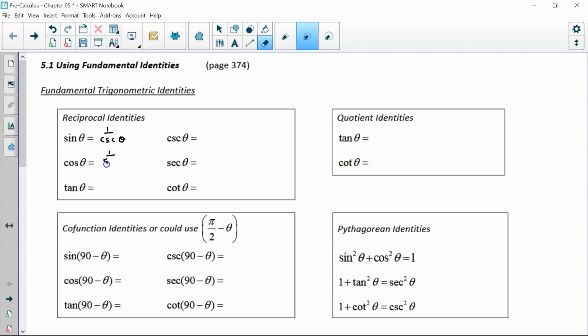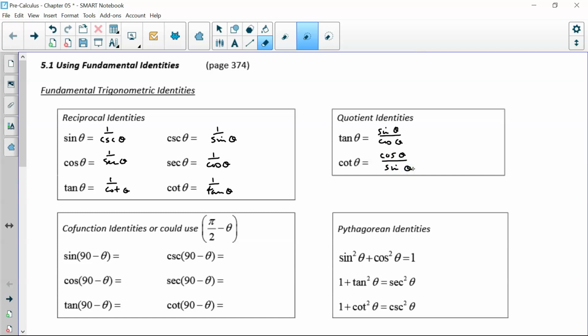Cosine is 1 over secant theta, and tangent is 1 over the cotangent of theta. Cosecant is 1 over sine theta, secant is 1 over cosine theta, and cotangent is 1 over the tangent of theta. The quotient identities: tangent theta is the same as sine theta over cosine theta. Cotangent is cosine theta over sine theta.